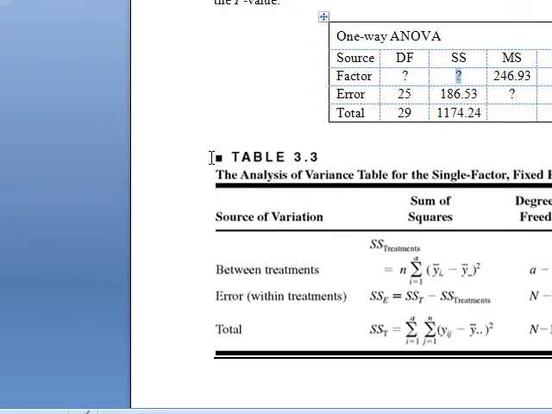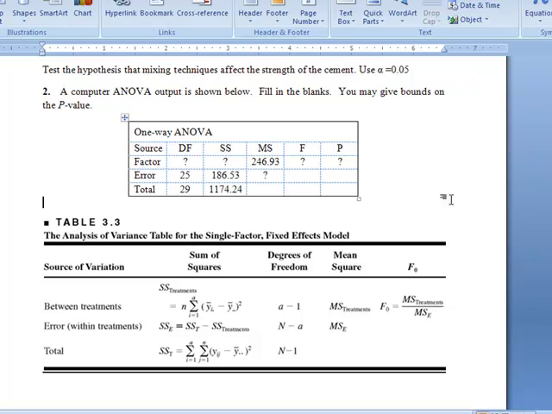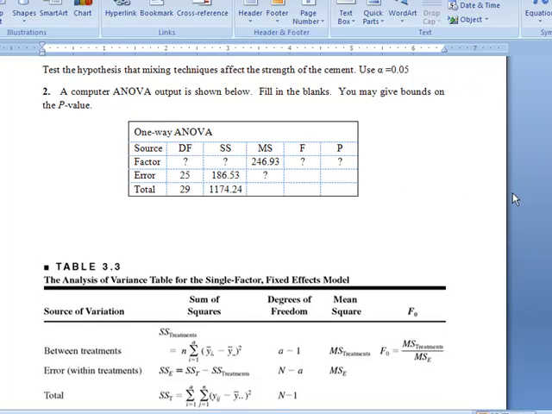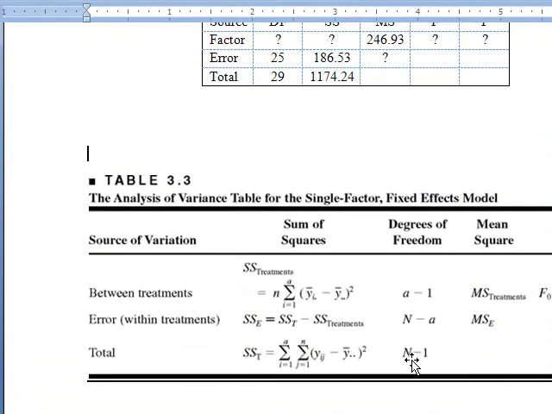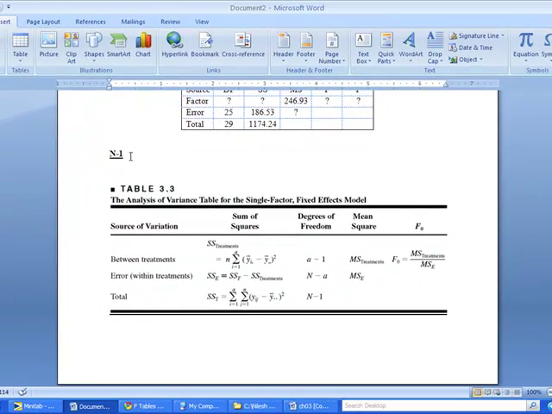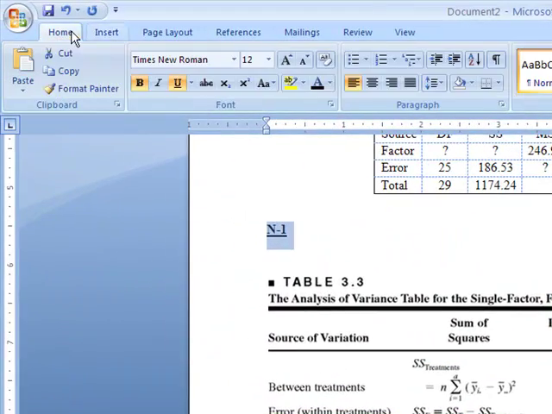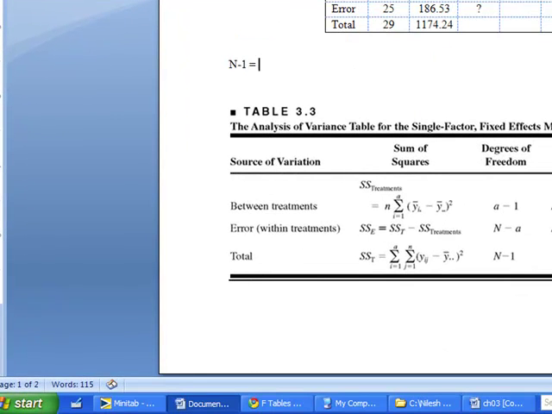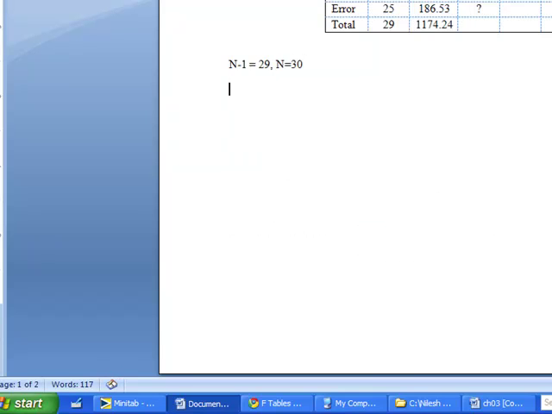For example, the total degree of freedom is given by N minus 1, right? N minus 1 is 29. From this table you can see 29, therefore N equals 30, right?